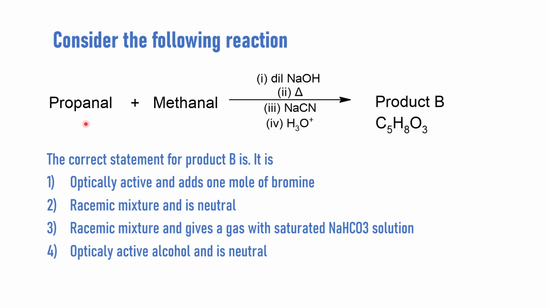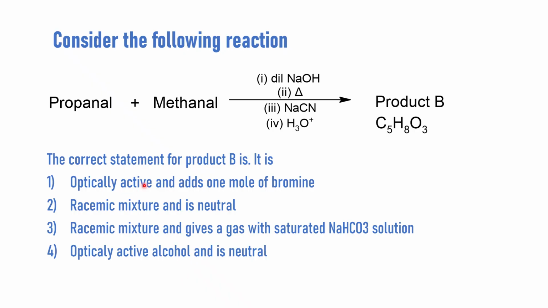Consider the following reaction: propanal plus methanal, and then a set of reagents are given and the product is given. And they have given four options. In these four options, two of the options say that the product is optically active, two say the product is a racemic mixture, and further to that, they also say the product can add a mole of bromine, the product is a neutral molecule, and this option says the product is reacting with sodium bicarbonate and a gas is evolved. And the final one is saying the product is an optically active alcohol and is neutral. So we'll have to find out which of these choices are correct.